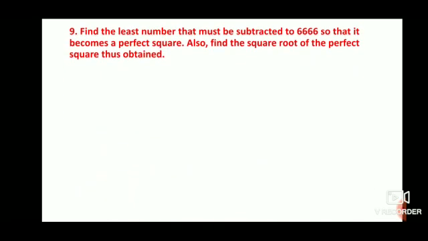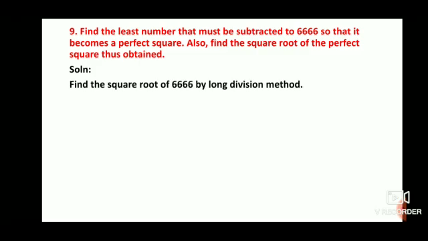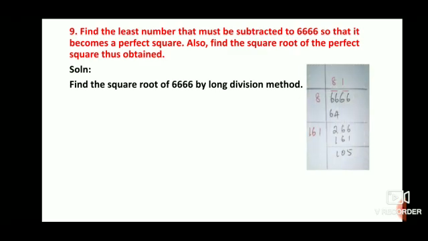Next, ninth question. Find the least number that must be subtracted from 6666 so that it becomes a perfect square. Also find the square root of the perfect square thus obtained. See the solution. First, we should find the square root of 6666 by long division method. This is long division method. See the picture.